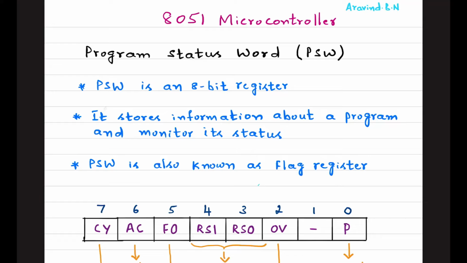In this lecture, we are going to discuss the program status word of the 8051 microcontroller. The program status word is an 8-bit register. It can store information about the program as well as monitor its status. Program status word is also known as the flag register of 8051. Now let us go through that 8-bit register and see which flags are available in the program status word.